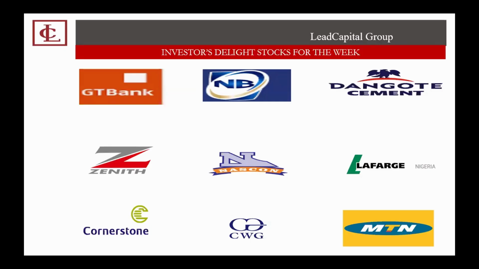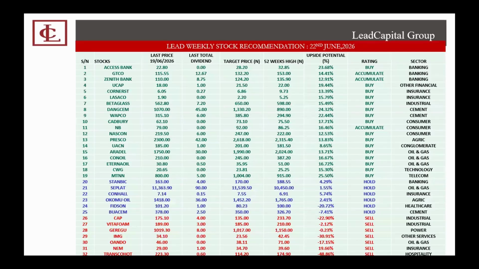This is also the Investors Delight stocks for the week. In it, we have GT Bank, Nigerian Breweries, Dangote Cement, NASCON, Lafarge, MTN, CWG, and Cornerstone. For our weekly stock recommendations, from number 1 to 19 are buy recommendations, 20 to 25 are hold recommendations, and 26 to 32 are sell recommendations. Please do well to go through these when you get the email.